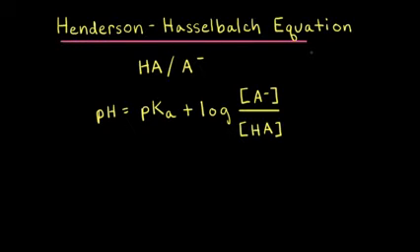The Henderson-Hasselbalch equation is an equation that's often used to calculate the pH of buffer solutions. Buffers consist of a weak acid and its conjugate base. So for a generic weak acid, we could call that HA, and therefore its conjugate base would be A-. To calculate the pH of the buffer solution, we would find the pKa of the weak acid, and to that we would add the log of the concentration of the conjugate base divided by the concentration of the weak acid.